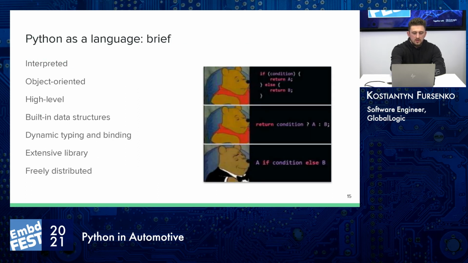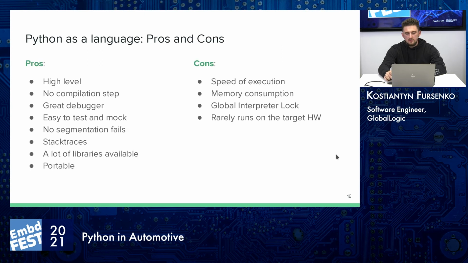Let's return to Python with a brief introduction. Python is an interpreted and object-oriented language. It's pretty high level. It has a lot of built-in data structures, which are pretty convenient. It has dynamic typing and binding. It has an extensive library and a really great package manager for those libraries. And it's freely distributed with no charges. And it has nice syntax, as you can see here. So, pros and cons of Python.